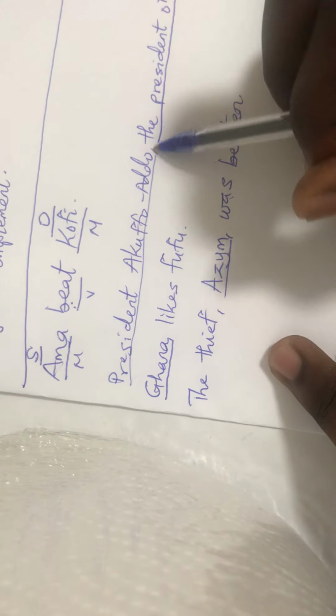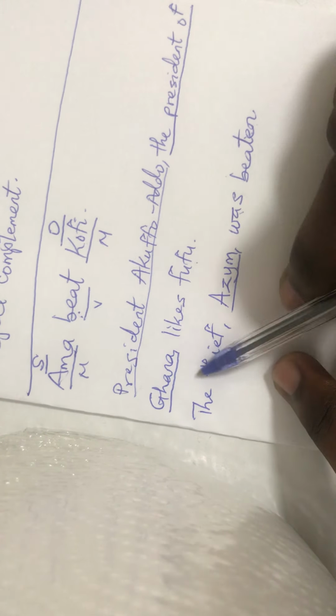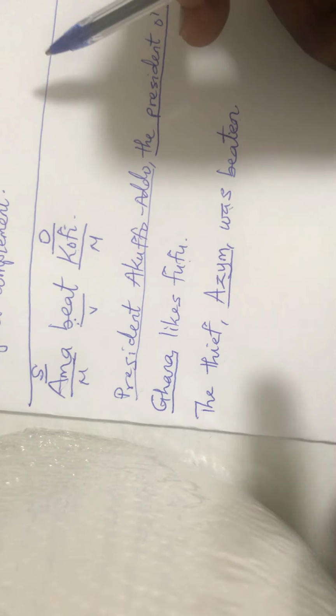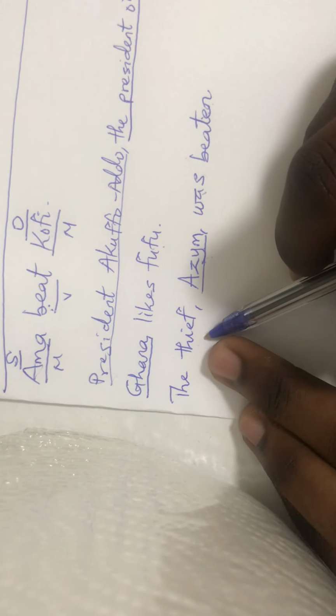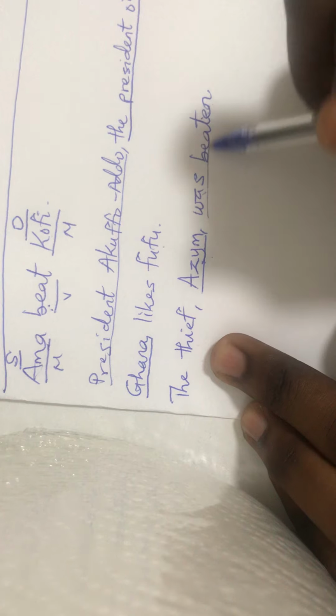So President Akufo-Addo likes fufu. The president of Ghana likes fufu. You see, it still makes sense. So this is an appositive and it's a noun. The thief is a noun phrase. Was beaten is a verb.